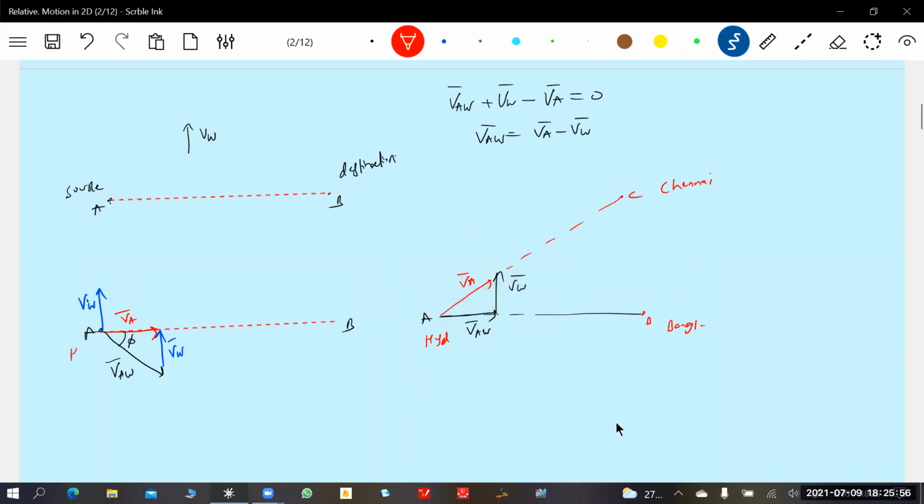If this is Hyderabad, this is Bangalore, we should not land in Chennai, because we are heading for Bangalore. So therefore the effect of wind will come into picture. The moment I take out the flight, I'm going to measure the wind velocity. Then I have to adjust my velocity of aircraft with respect to wind in such a direction that the resultant velocity should be along AB.